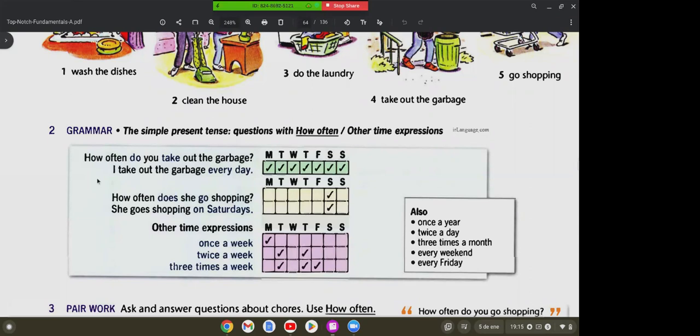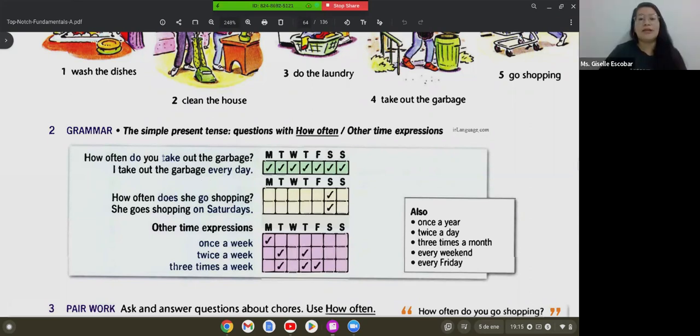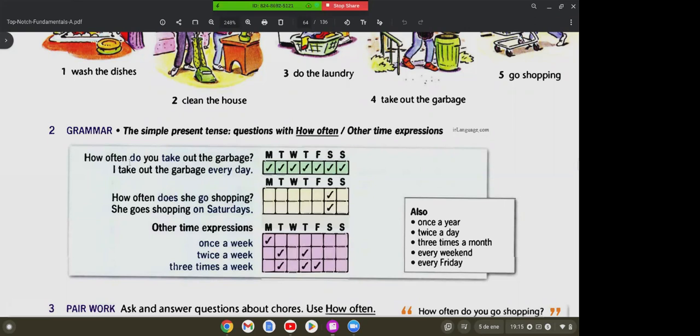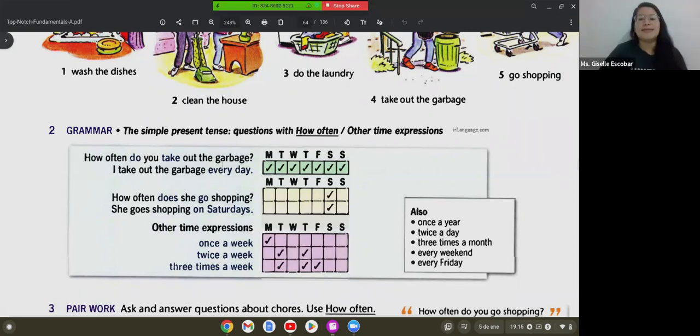¿Qué tan seguido se bota la basura? ¿Qué tan seguido botas, right? Do you take out the garbage? ¿Qué tan seguido botas la basura? O ¿qué tan seguido sacas la basura? Exactly, sacas. So, the answer, I take out the garbage every day.